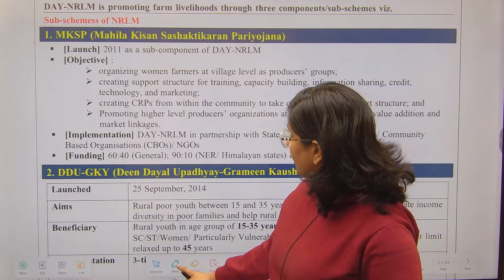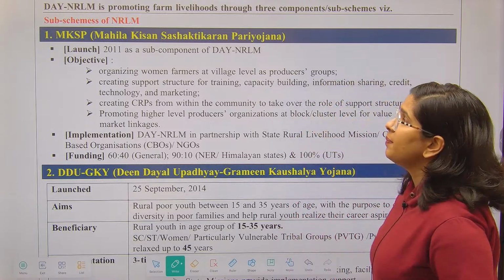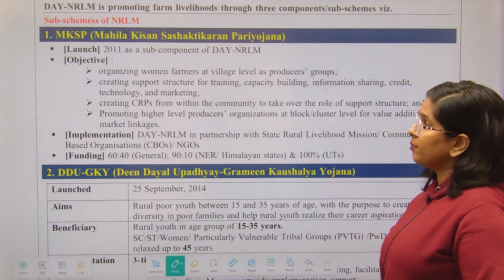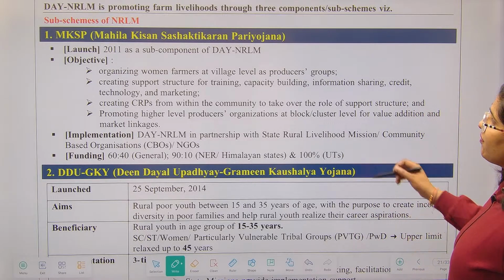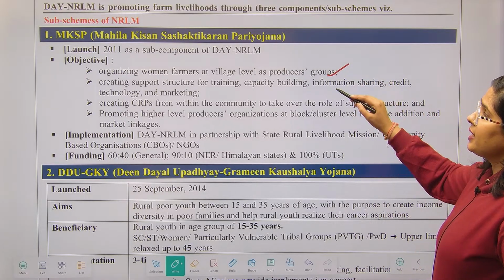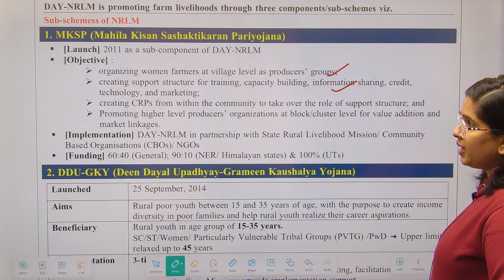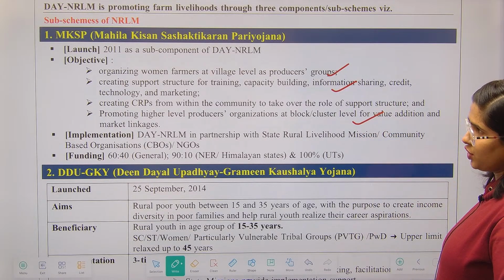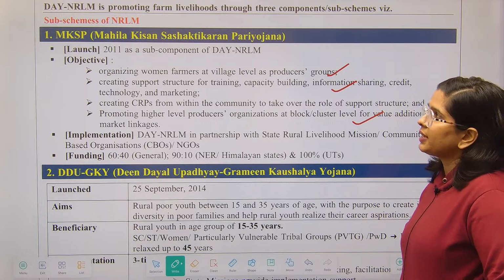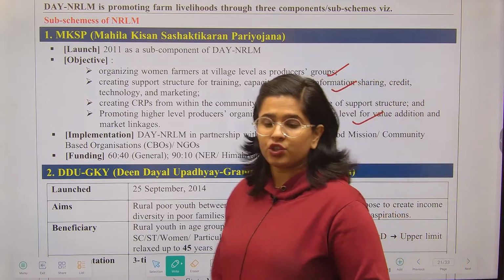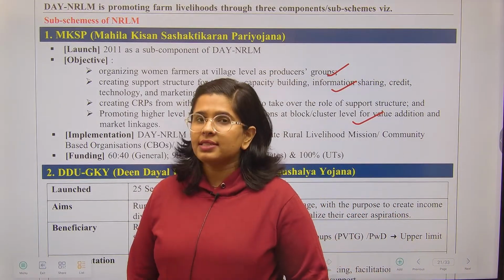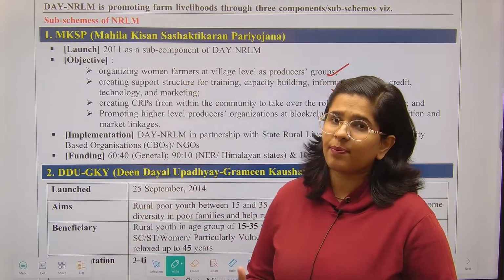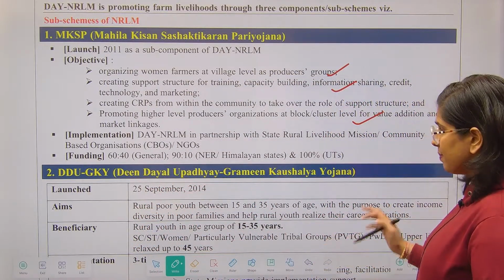Number 1 we have महिला किसान सशक्तिकरण परियोजना. So this is a sub component of National Rural Livelihood Mission. It organizes women farmers at village level, creates support structure for the training, right, as well as it promotes high level producers organization. That is it. You have to remember that yes, there is a scheme called Mahila Kisan Sashakti Pariyojana, and this scheme is part of National Rural Livelihood Mission. That means this scheme is a subcomponent of National Rural Livelihood Mission.